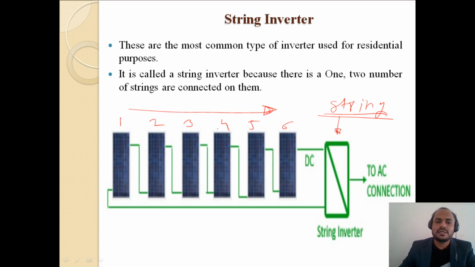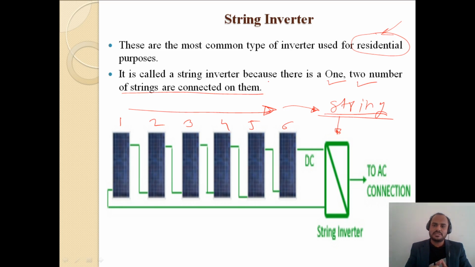So basically the particular string or row of solar panels we were connecting to the single input of this particular inverter, and thus we call this inverter the string inverter. In most cases for residential use we were using the string inverter. Smaller commercial sector solar power plants also use the string inverter, and this inverter is called a string inverter because 1, 2, or at most 3 or 4 strings are connected to the inverter.